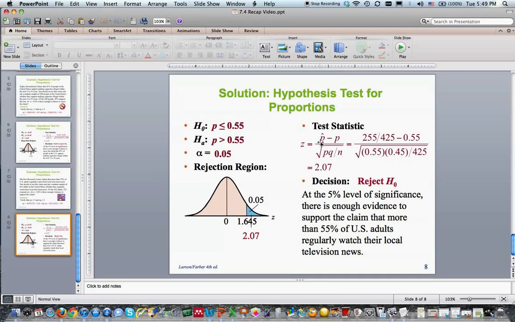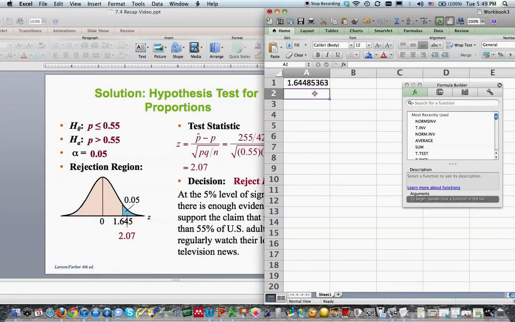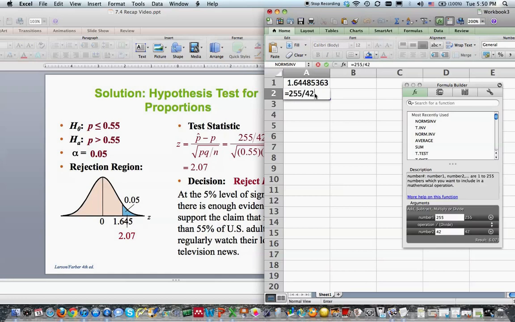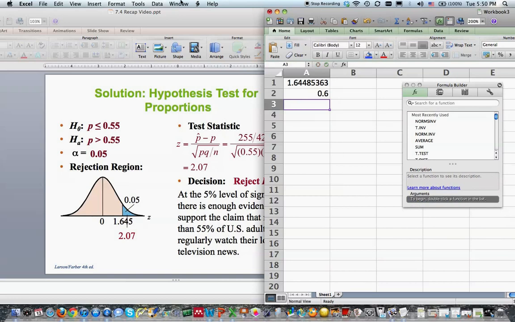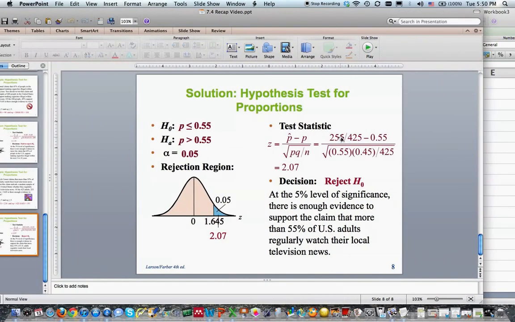Now, we got 255 yeses out of 425, so technically, we did not find our percent yet. So we could easily come right over here and do 255 divided by 425. That gives us a 0.6. So this p hat is 0.6, minus what they gave us, 0.55, divided by the square root of p, 0.55, times 1 minus p, which is q, 0.45, and divide that by 425. All of that is underneath the parentheses, so it's all in the square root. When you do that math, you get 2.07.